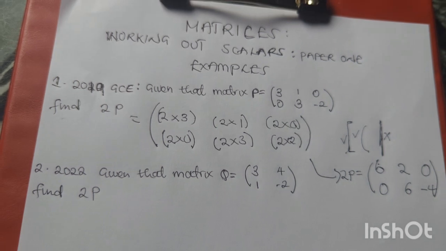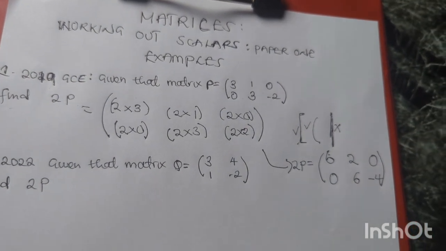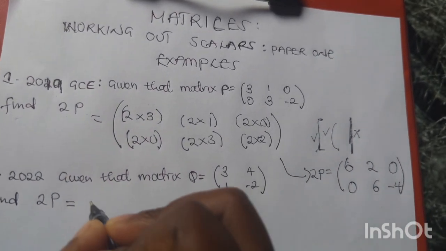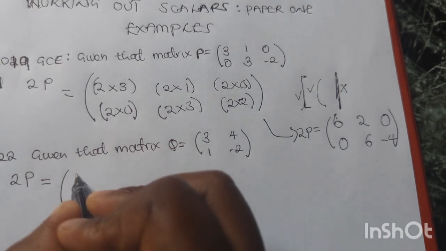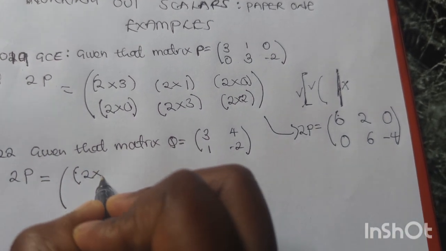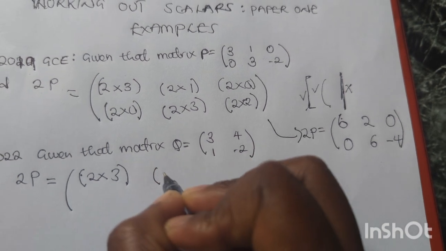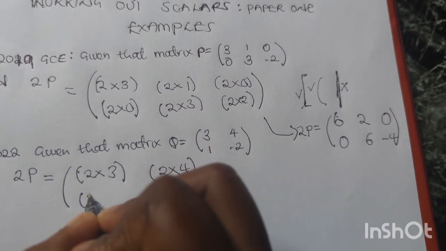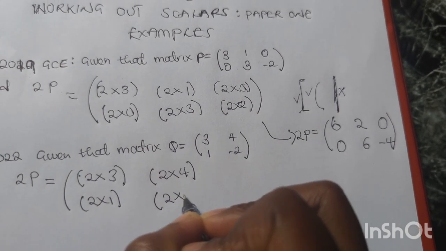Next, from 2022, we are given that matrix Q is that. Find 2P. Okay, 2P again. So 2P is equal to, you distribute 2 throughout the matrix. So it will be 2 multiplied by 3, close. Don't put any sign in between. 2 multiplied by 4. Then here down we're going to have 2 multiplied by 1, and then last, 2 multiplied by -2.